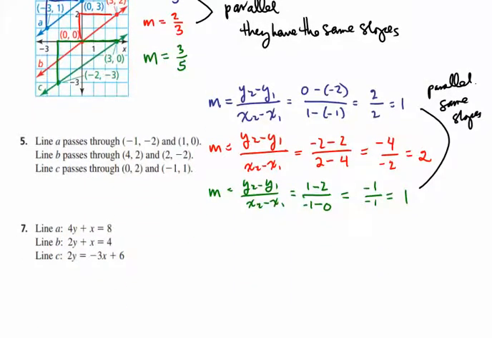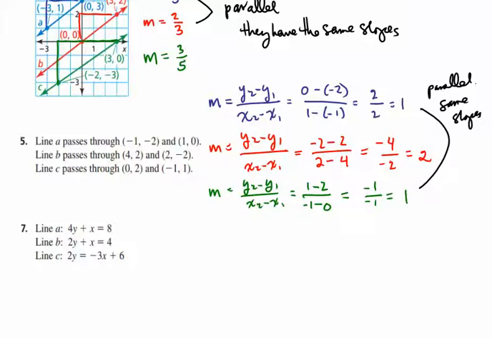And problem number 7, so in problem number 3 we were given graphs. We could easily find the slopes using the graphs. In problem 5 we were given pairs of points and we had to find the slopes using the slope formula. In problem number 7 we're going to have to write the equations in slope-intercept form.